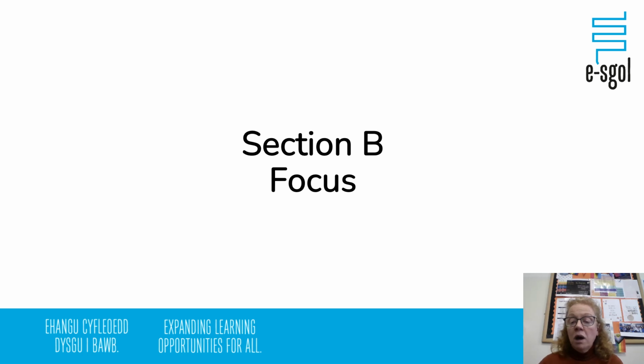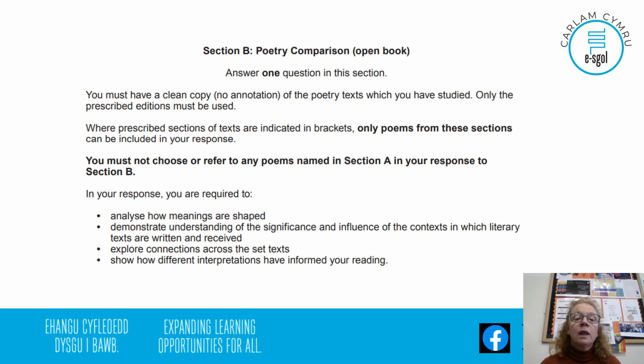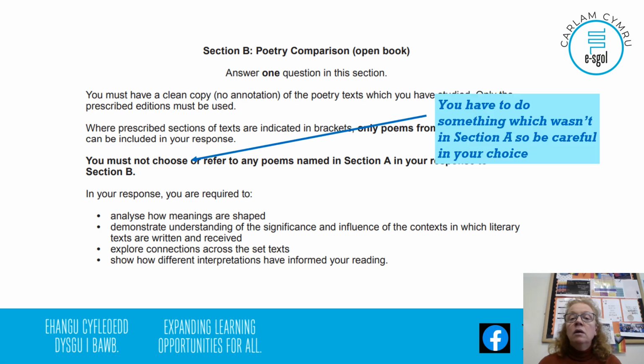Okay, so there are two parts of the paper. Section A is the named poet, section B is the comparison. So because I looked at Duffy in section A, I'm going to look at the Duffy and Larkin comparison. Again, even if you don't study Duffy and Larkin, you can use this as a way of preparing for that exam by looking at the way that I approach it. So for this one, it's again open book. You have to do something which wasn't in section A.